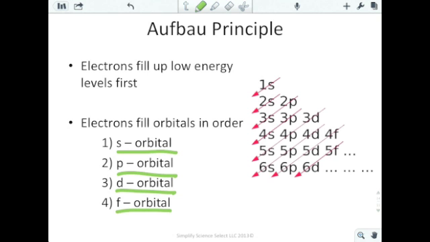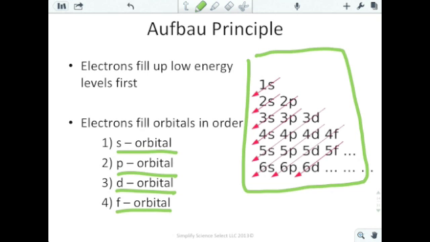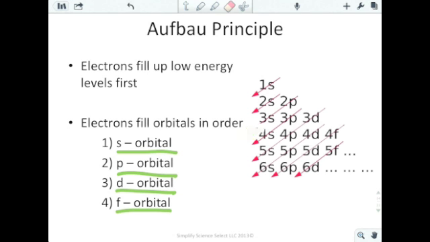This is the traditional way you'll see the Aufbau principle written, and you're more than welcome to use this one, where you have your 1s, 2s, 3s, 4s, 5s, 6s, and after you draw everything out, you draw these arrows and follow your arrows. In this order, we start with 1s, then 2s, then 2p, 3s, 3p, 4s, then 3d, 4p, 5s, and then 4d, 5p, 6s, and that's the order we follow.